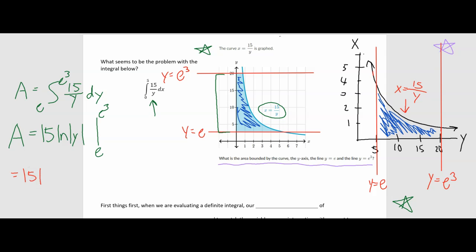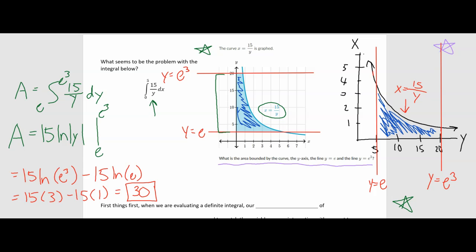Well, this gives me 15 times the natural log of e cubed. I don't need the absolute values anymore because e cubed is positive. Minus 15 times the natural log of e. This gives me 15 times 3 minus 15 times 1, which gives me 30. So the exact area between that curve, the y-axis, and the two vertical lines, it depends which graph you're looking at, but the two lines, y equals e and y equals e cubed, is exactly 30.